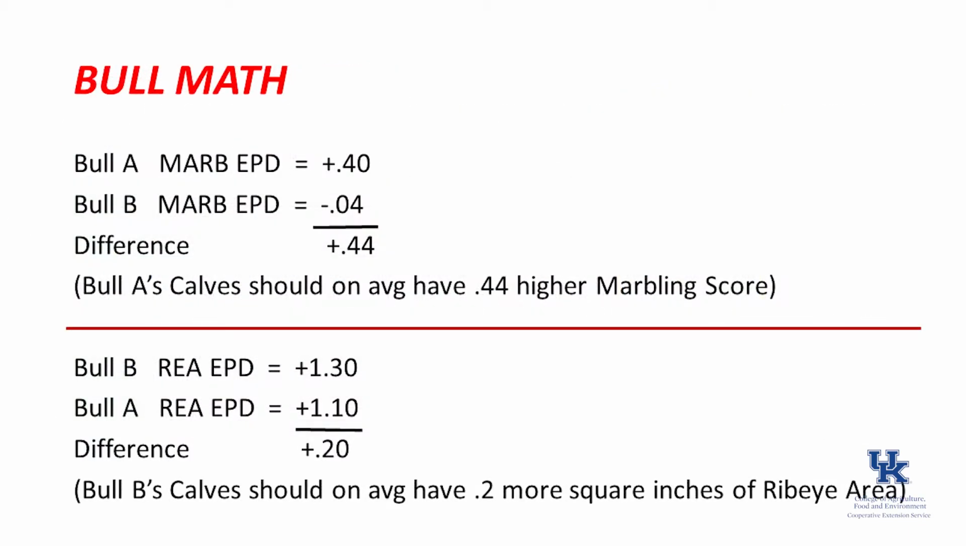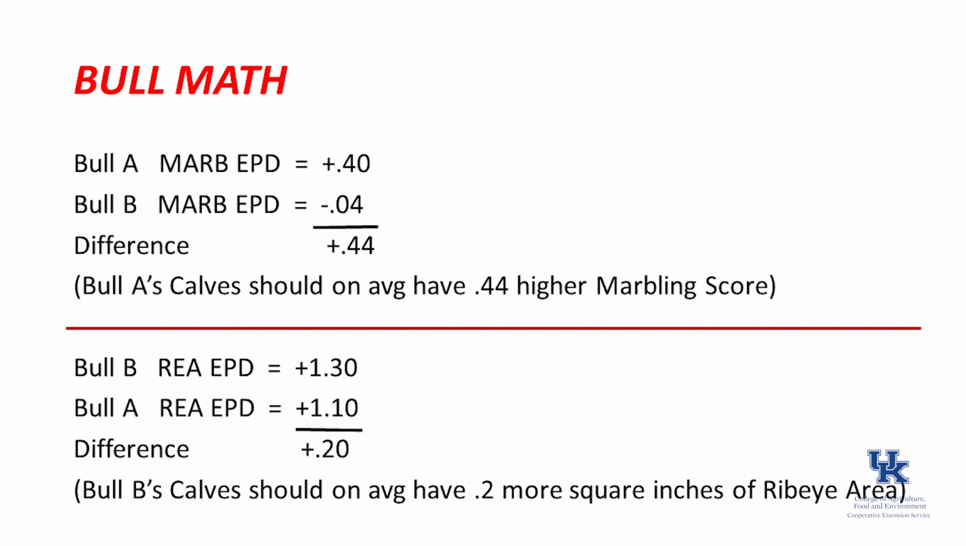And so we do a little bit of bull math, and this is something that we'll do often in this program. But bull math, so we had bull A has marbling EPD of plus 0.4. Bull B had a marbling EPD of negative 0.04. So the actual difference that we would expect in those bulls' calves given in the same environment would be a positive 0.44 for bull A. So bull A's calves should have a 0.44 higher marbling score, higher intramuscular fat than bull B.